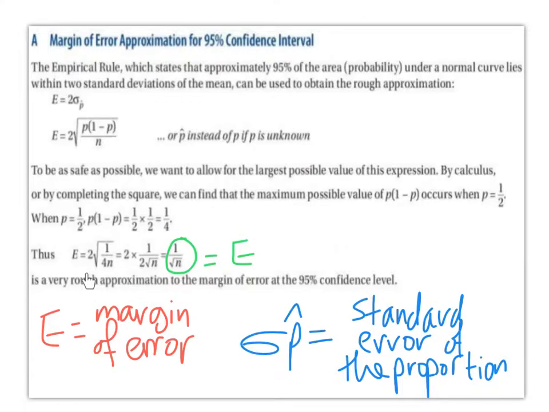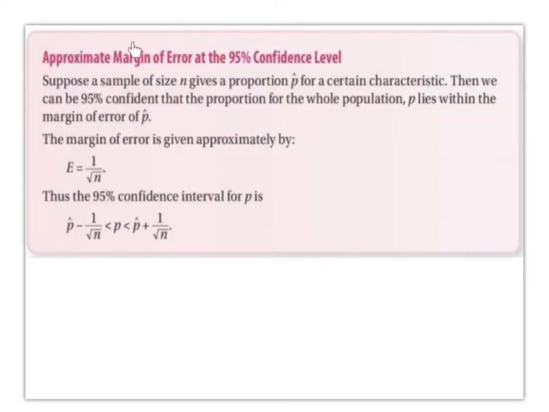This is a very rough approximation to the margin of error at a 95% confidence level, so it can only be used for the 95% confidence level. So, the approximate margin of error at the 95% confidence level: suppose a sample size of n gives a proportion p hat for a certain characteristic. Then we can be 95% confident that the proportion for the whole population p lies within the margin of error of p hat. So the margin of error is given approximately by E equals 1 over root n, E being the margin of error.